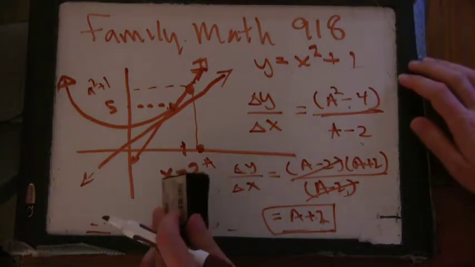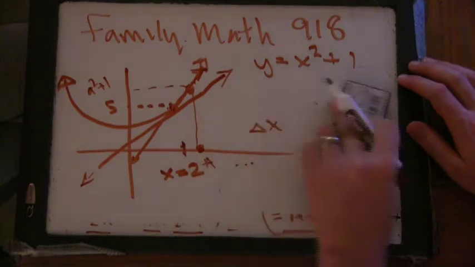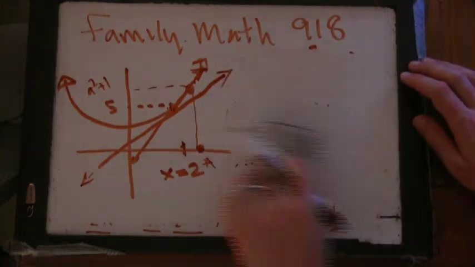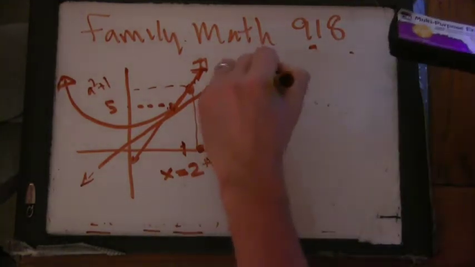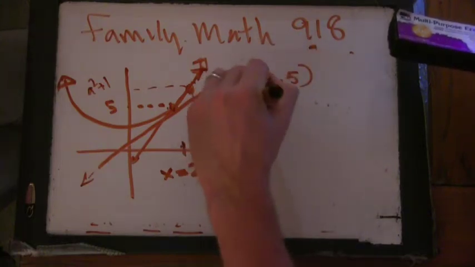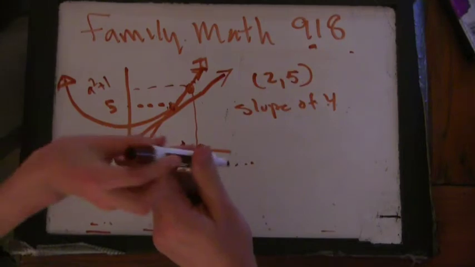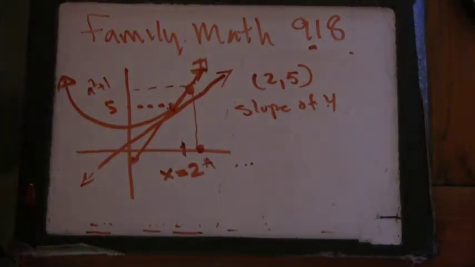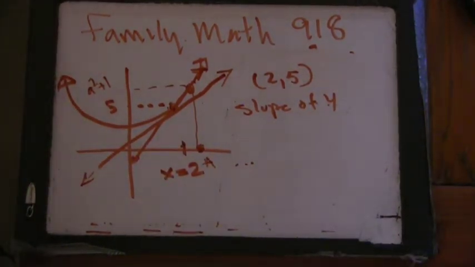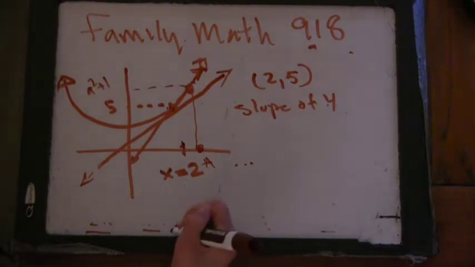And since we know that point is (2, 5) and has a slope of 4, can we write down the equation of the line? So the point (2, 5), slope of 4. What would the equation of that line be? It goes through that point (2, 5) and has a slope of 4. Let's see.